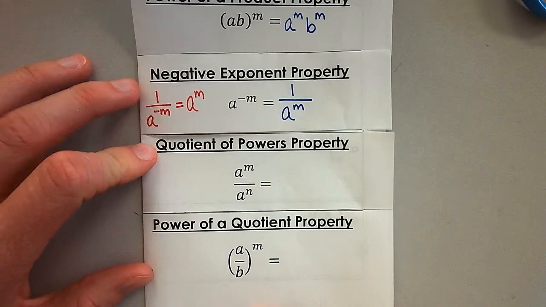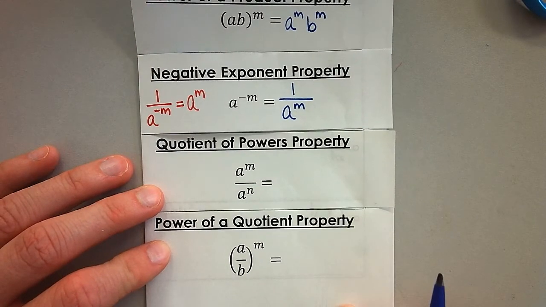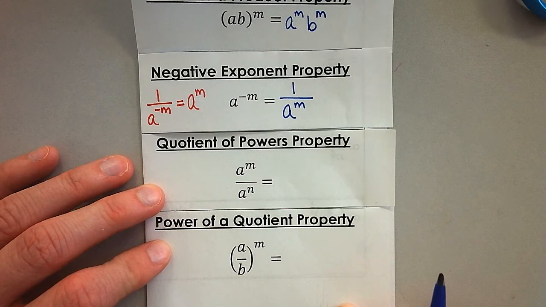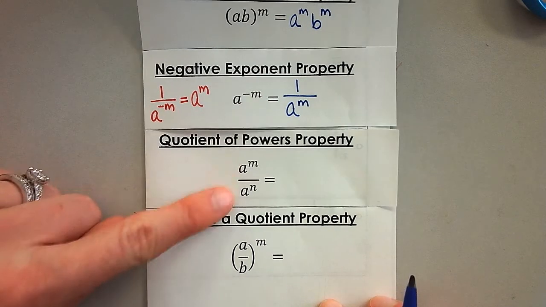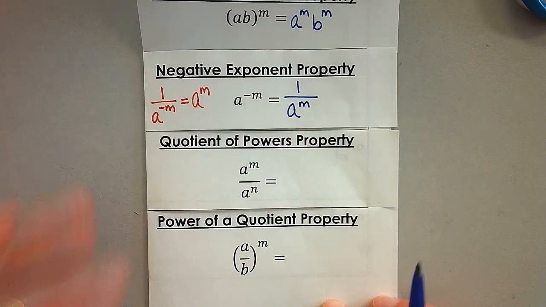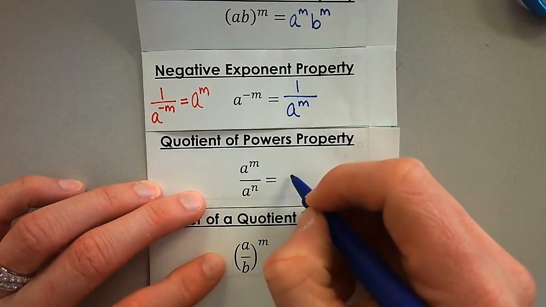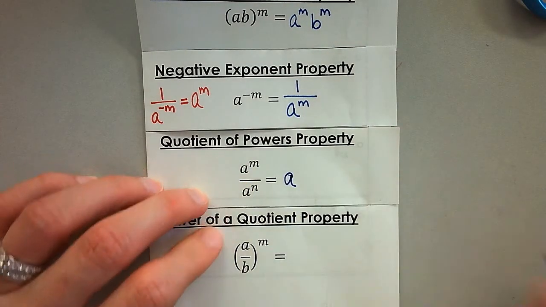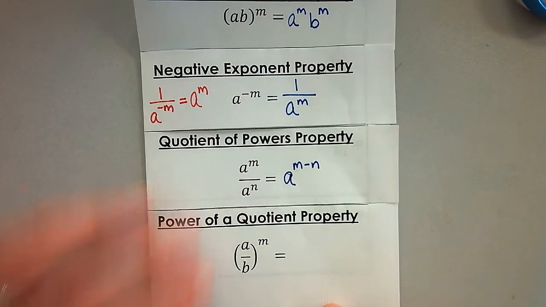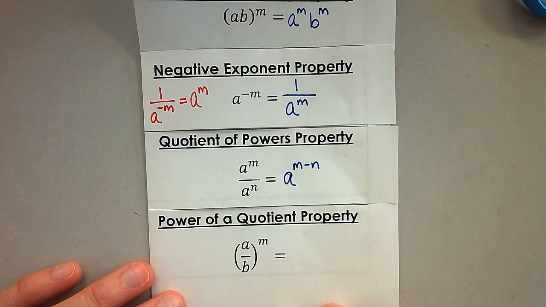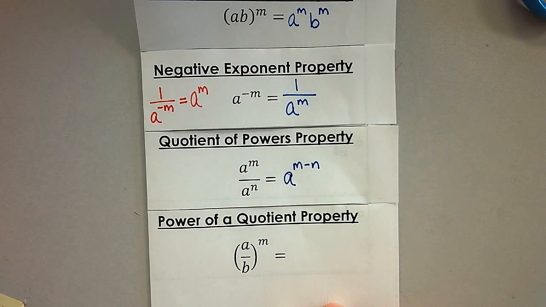Is it 1 to the m minus n? Where'd you get 1 from? What's the base? A. Okay, same base. A raised to the m minus n. Yes, when we have a product of powers, we add the exponents. When we have a quotient of powers, we subtract.